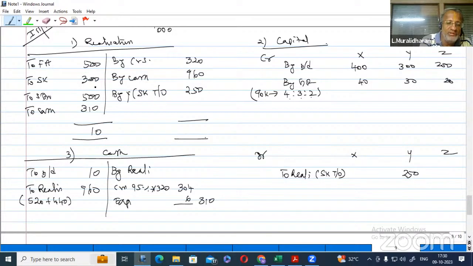So total is 1610. Let me use my mobile as a calculator. 500 plus 300 plus 500 plus 310, so 1610 by X, Y, and Z. How much is the loss? From here, I got to deduct 320, deduct 960, deduct 250, which results in a number as 80. So let me just check up.